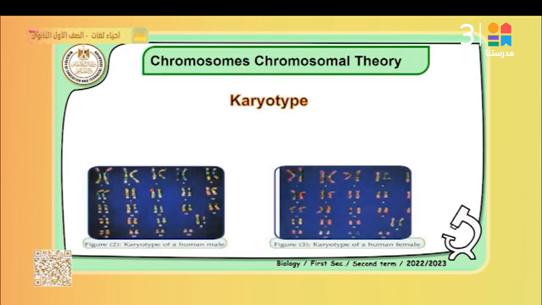Karyotypes. There is a difference between the two karyotypes. In figure number 2, the karyotype of human males. Why? This represents the male. At the end of this karyotype is a specific type of chromosome, X and Y. X is long, but Y is smaller than X. Figure number 3, the karyotype of human female.